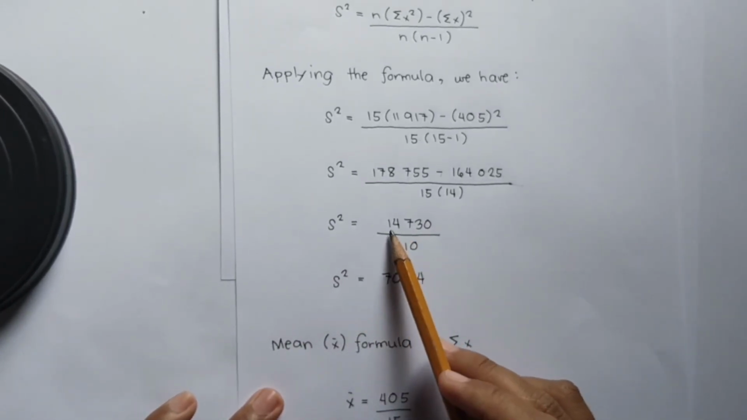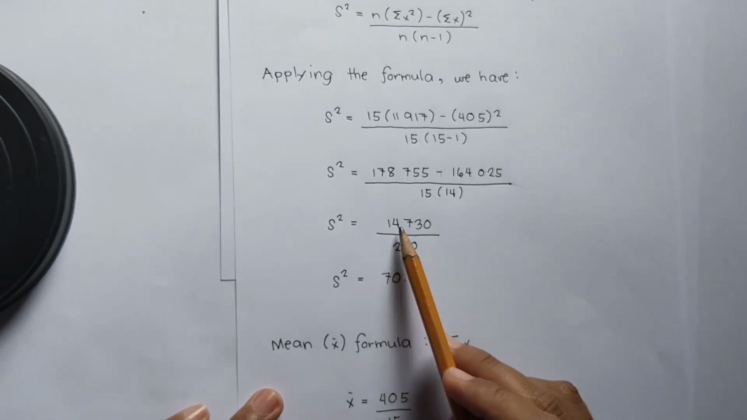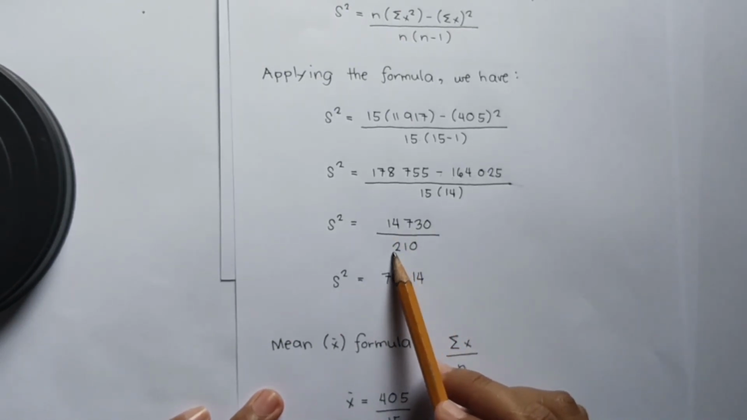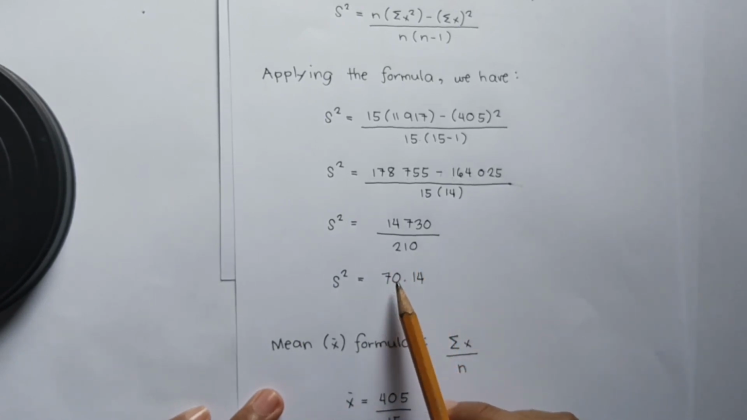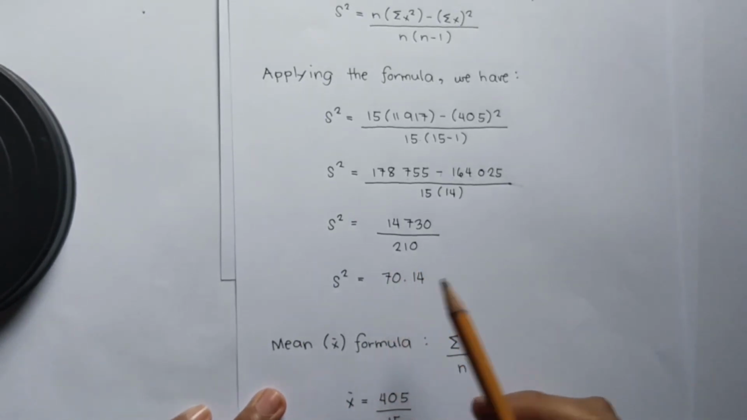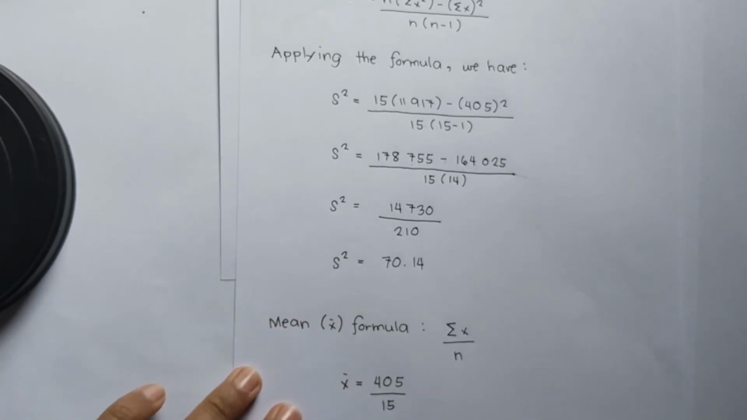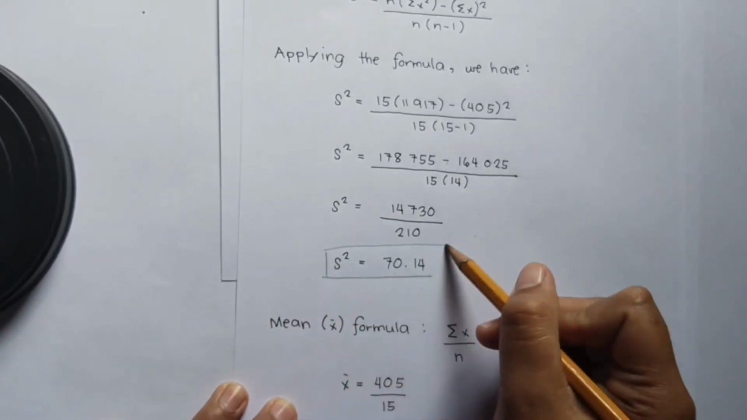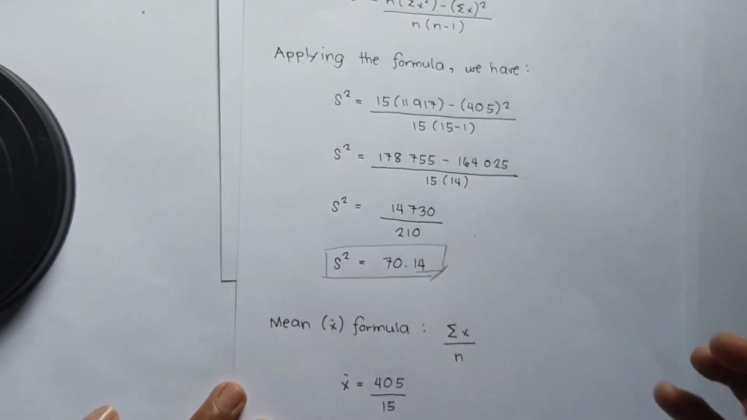Ngayon naman, 14,730 divided by 210 is equals to 70.40. Ito yung value ni standard deviation ni x squared na magagamit natin mamaya.